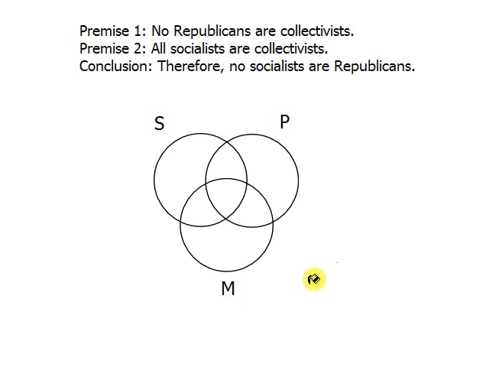Now we go to the actual diagram. The first thing to do is diagram premise 1. In this case, we have no Republicans are collectivists. So we have no P are M. And this is an E claim, a no P are M claim. To diagram this, we have to shade the intersection between the circles. In the case of two circles, you just shade that intersection. But here we have three circles. So what do we do in this case?